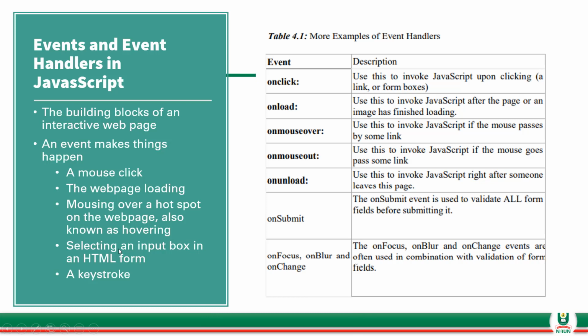You can select an input box in an HTML form. That is also an event. Even pressing a key is an event. So you can program such events in JavaScript to do something. For instance, when you click a mouse, something happens, or when you press a key, something happens. That's why the building blocks of an interactive web page are events.